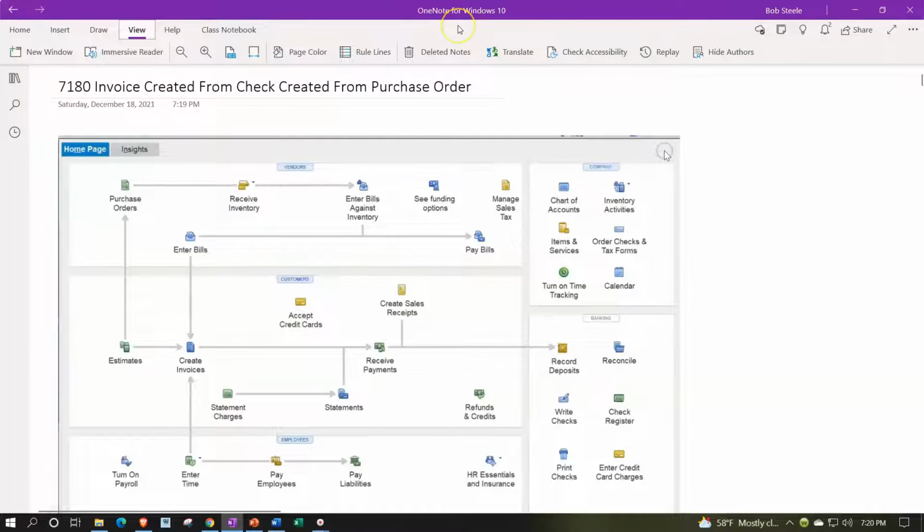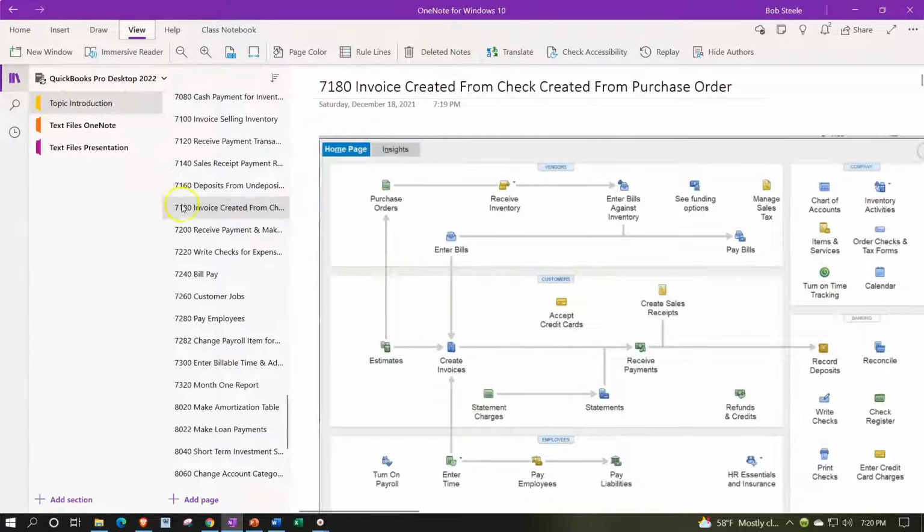If you have access to OneNote and would like to follow along, we're in the icon on the left-hand side, topic introduction 7180, invoice created from check, created from purchase order. Also take a look at the immersive reader tool, topic introductions in the text area too, same name, same number, but with transcripts that can be translated into multiple languages and either listened to or read in them.